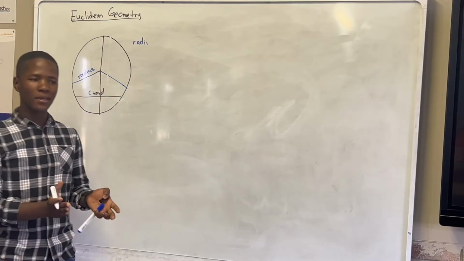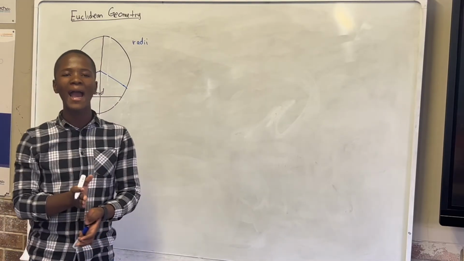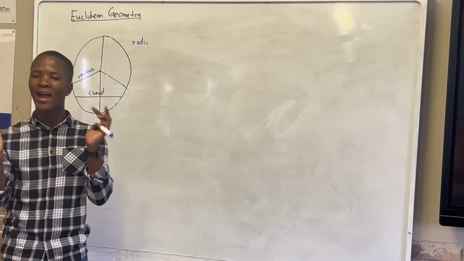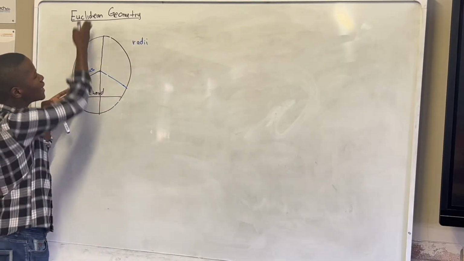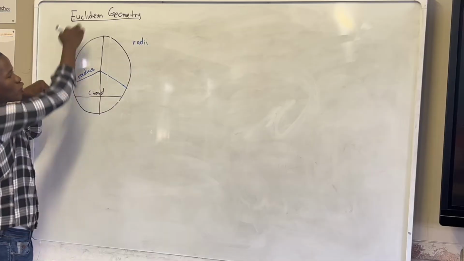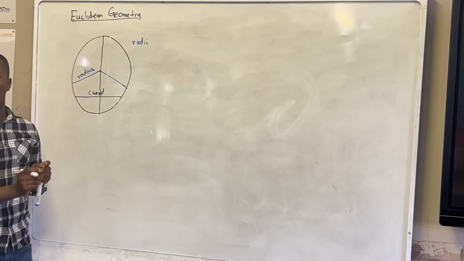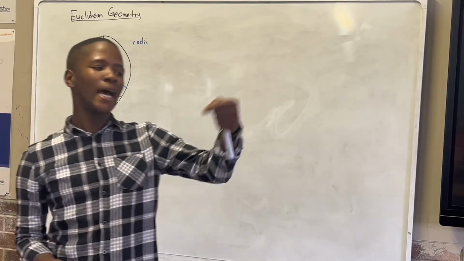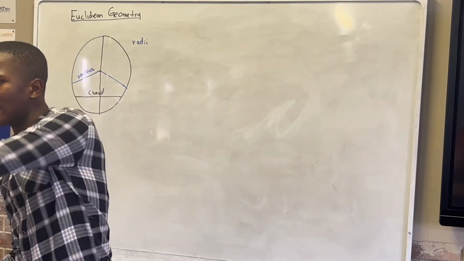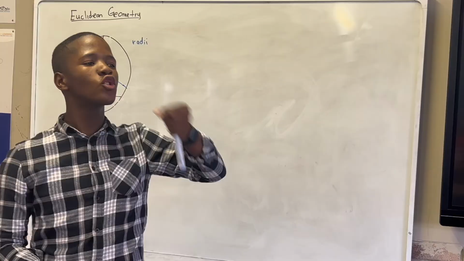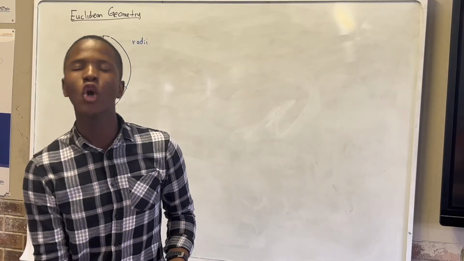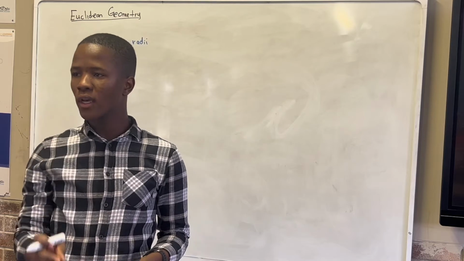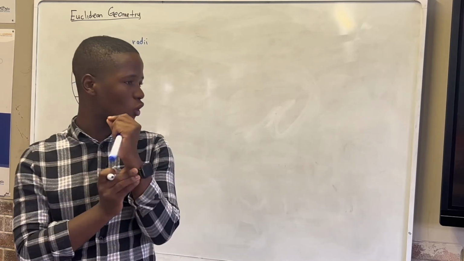So what is a diameter? A diameter is a line that separates our circle into two equal halves. That's what we call a diameter. But take note that a diameter is made out of two radii that are collinear, which means in a straight line.